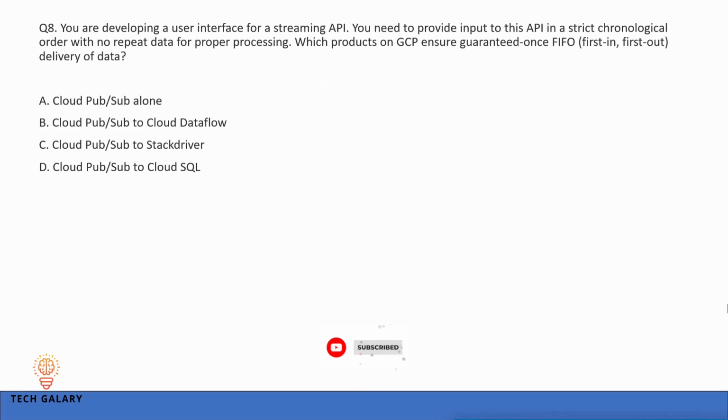You are developing a user interface for a streaming API. You need to provide input to this API in a strict chronological order with no repeat data for proper processing. Which products on GCP ensure guaranteed exactly-once FIFO delivery of data? Option A, Cloud Pub/Sub alone. Option B, Cloud Pub/Sub to Cloud Dataflow. Option C, Cloud Pub/Sub to Stackdriver. Option D, Cloud Pub/Sub to Cloud SQL. The correct answer to this question is option B. Next question.